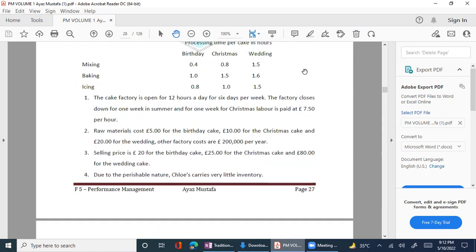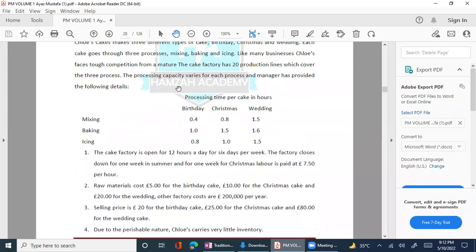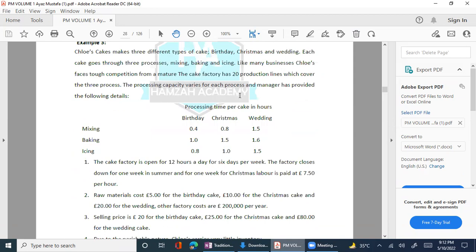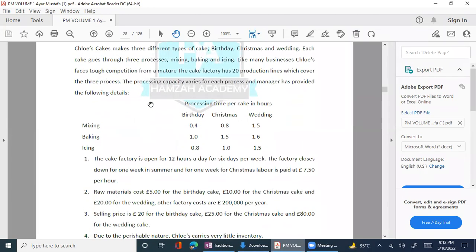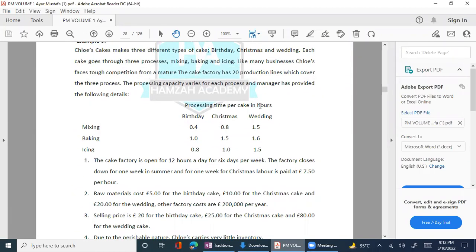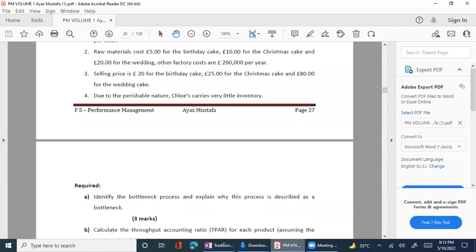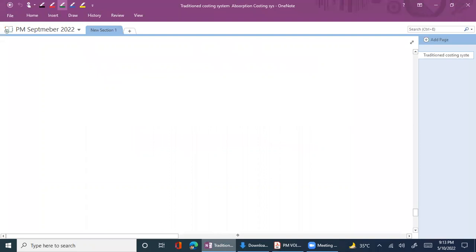Labor is paid at 7.5 pounds per hour. Material costs are 5 for birthday cake, 10 for Christmas cake, and 20 for wedding cake. Other factory costs are 200,000 per year. Selling price is 20, 25, and 80. Due to the perishable nature, the company carries very little inventory, and this is also our assumption that we will not be having inventories.